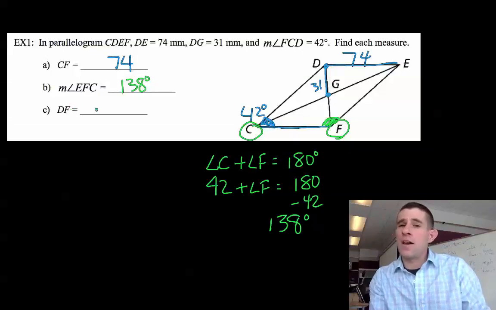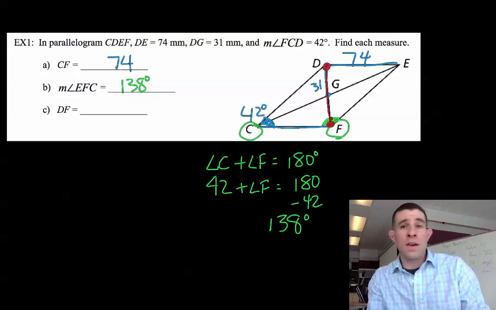Now we are asked to find DF. Well, the length of DF is the entire diagonal from D to F. Well, we know that the diagonals bisect each other, so if DG is 31, GF must be 31, and together D to F must be equal to 62.